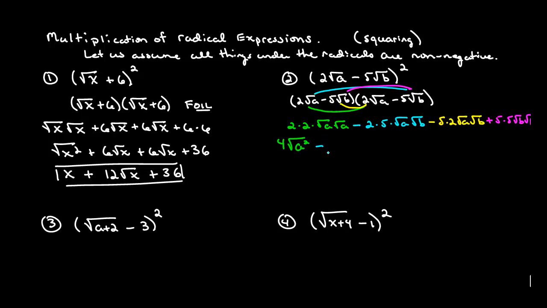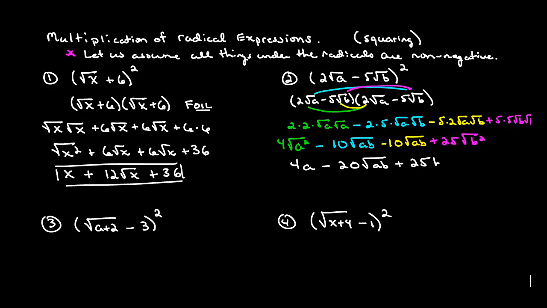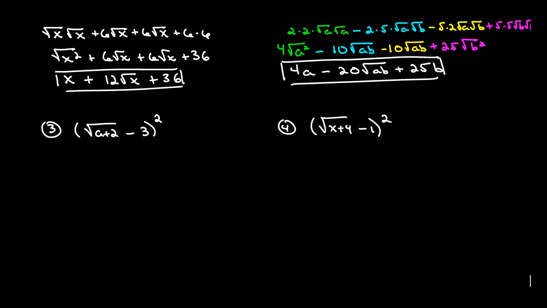So this gives us 4 times the square root of a squared, minus 10 times the square root of ab, minus 10 times the square root of ab, so we got 2 of those guys, and then plus 25 times the square root of b squared. And again, the original assumption is that both a and b are non-negative, so we have 4a minus 20 square roots of ab plus 25b. And that's our final answer.